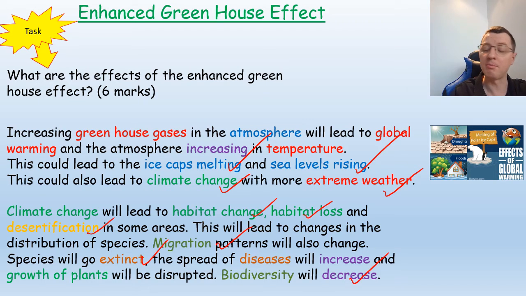The spread of diseases could increase, and the growth of plants will be disrupted, leading to a decrease in biodiversity. So on a question like this, there's a lot of potential marks that you could earn. We've got at least 10 marks here on this page.